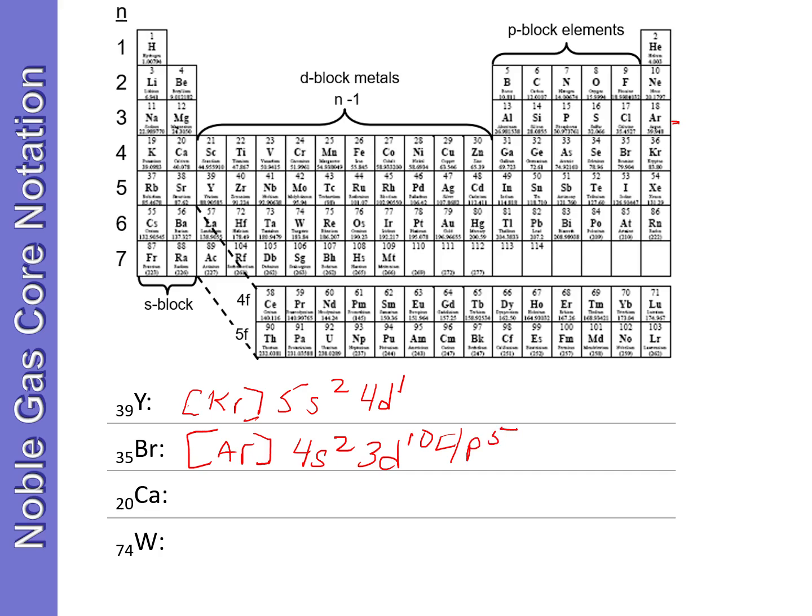Then we got calcium. So calcium's core is argon again. And then it's just 4s2 for calcium. And then we have tungsten, which is right there. So we go up one all the way to the end. So it has a xenon core. And then 6s2, so we're right to there.